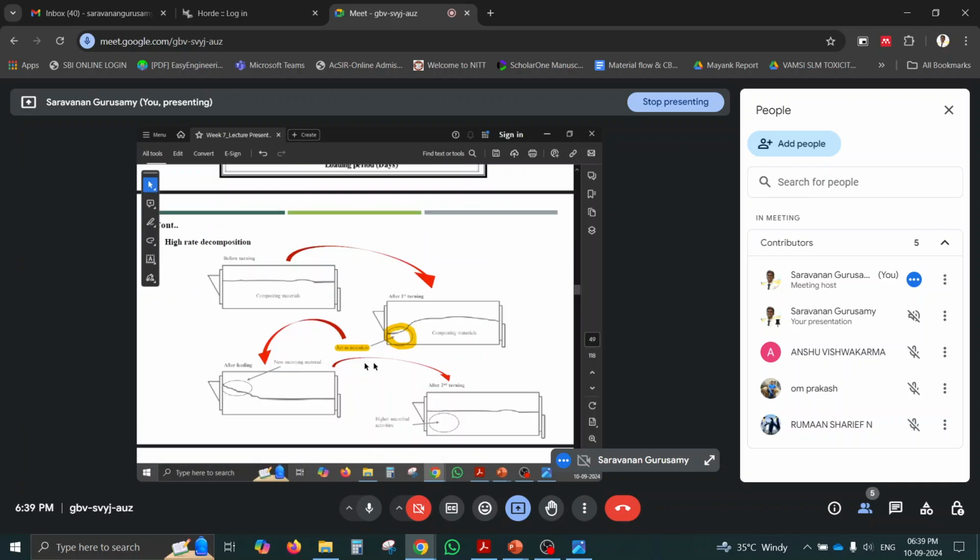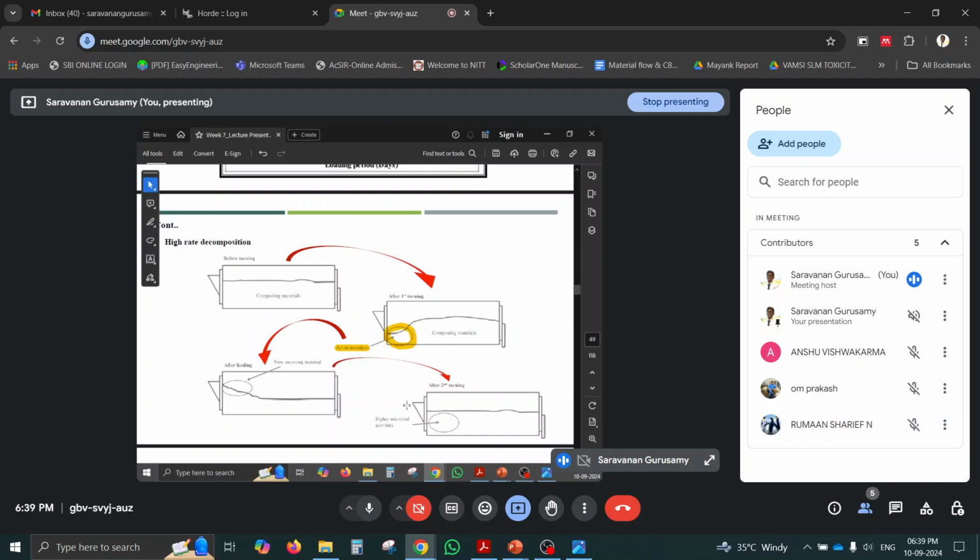Yeah, here you can see high rate decomposition. In universal composting, once the material is like this, the composting material, before turning, but after turning one round, you can see some of the waste is coming, some of the waste already came out. So you can see some vacant space here. That is called inoculum. You know what is inoculum? Inoculum is the material which is having a rich microorganism that is useful for the further feed to decompose.